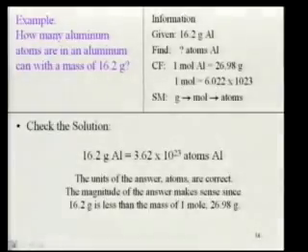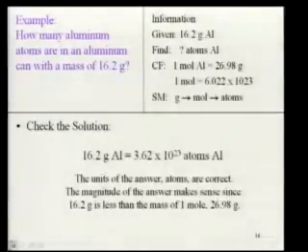Assuming that you got this answer and you understood how to get to this point, does an answer of 16.2 grams make sense? Well, let's consider. If you had 1 mole of aluminum, how much would it weigh? Almost 27 grams, right? So that means if you had 27 grams, let's say, of aluminum, how many aluminum atoms would be present?